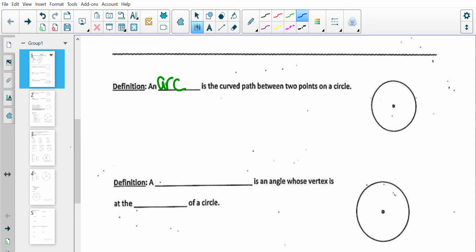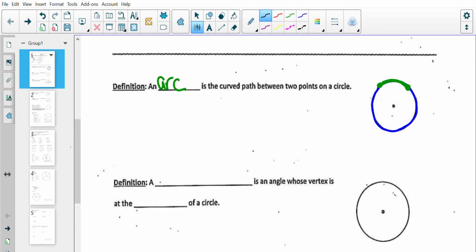So when you think of an arc, you're basically thinking about the rim of the circle, this outside edge. We're talking about an arc between any two points on that outside edge. So it's curved. It's not a segment because it's curved. That's called an arc.